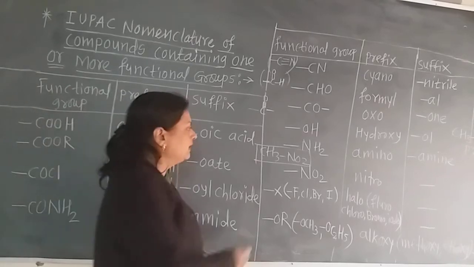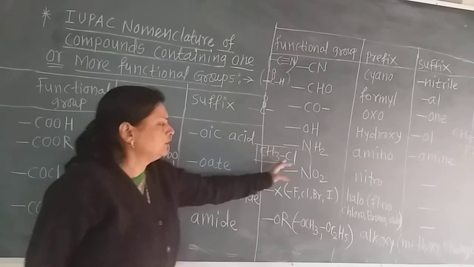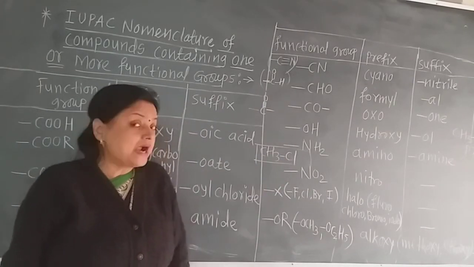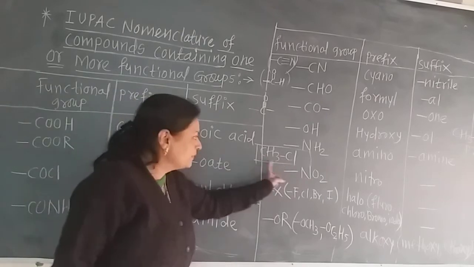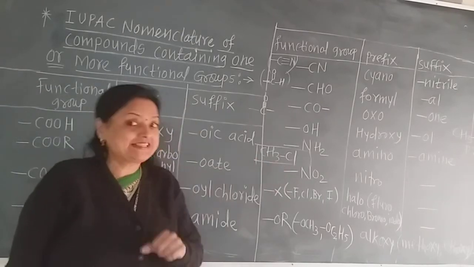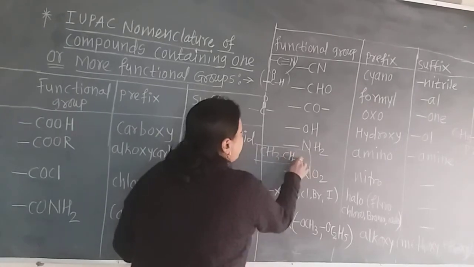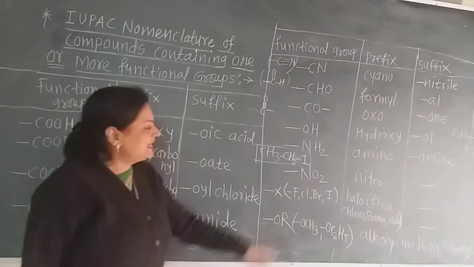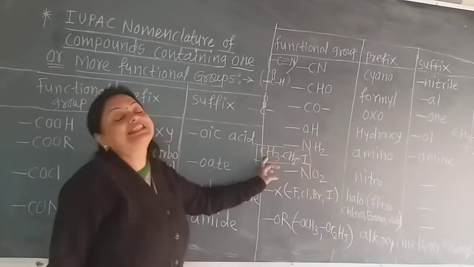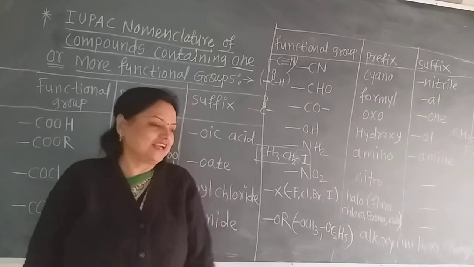For example, if there is CH3Cl, now we know that this is generally methyl chloride, but the IUPAC name of this CH3Cl is chloromethane. So the prefix is used. Suppose there is CH3CH2I, then it is iodoethane. If there is chlorine, then chloroethane. Such IUPAC names are given to the alkyl halides.